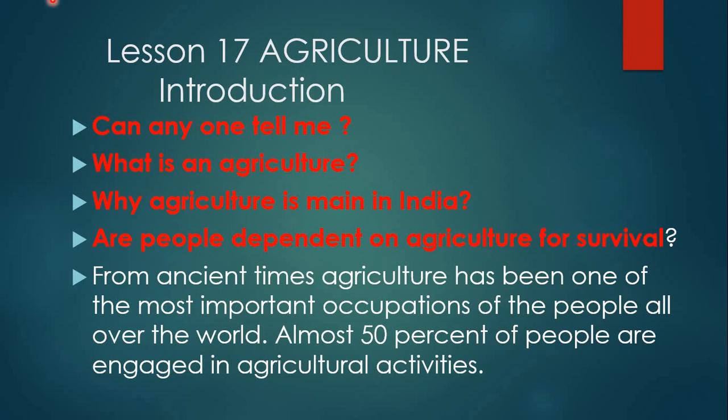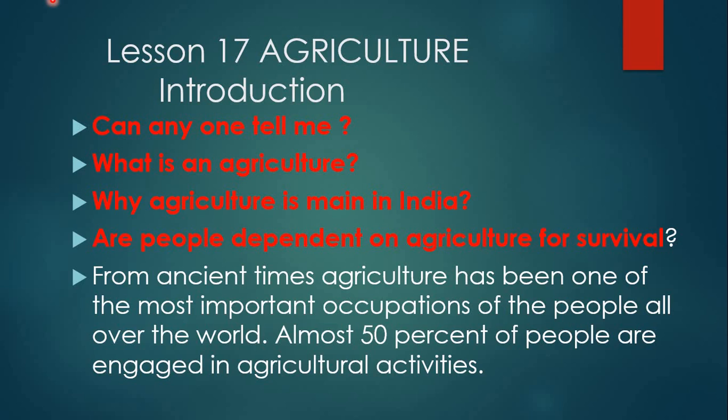So children, in previous class we studied lesson number 16, natural resources. We studied the two types of natural resources, renewable and non-renewable, and many other things which are involved in it. So today let us move on to the new lesson, new chapter, lesson number 17, agriculture.